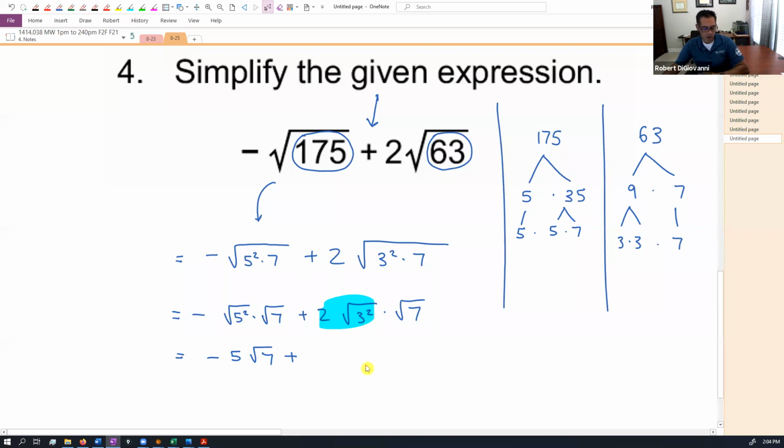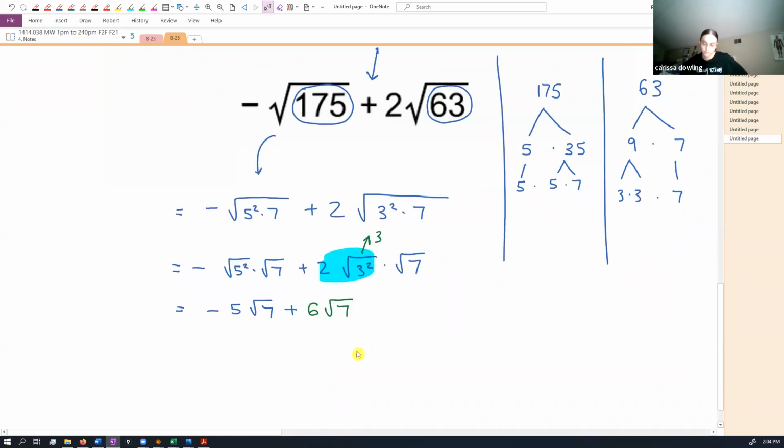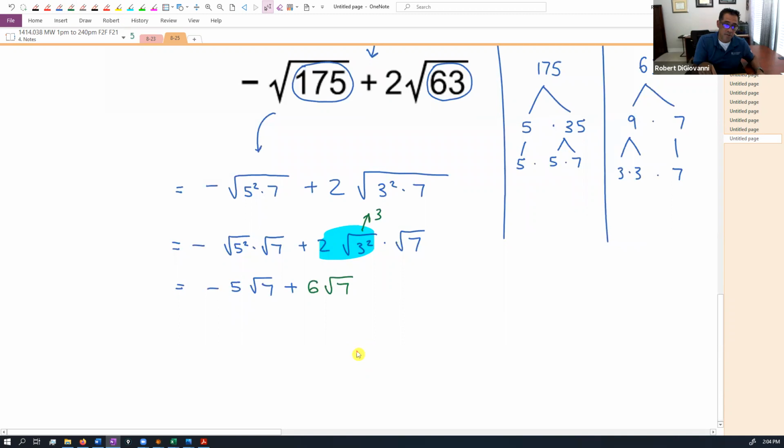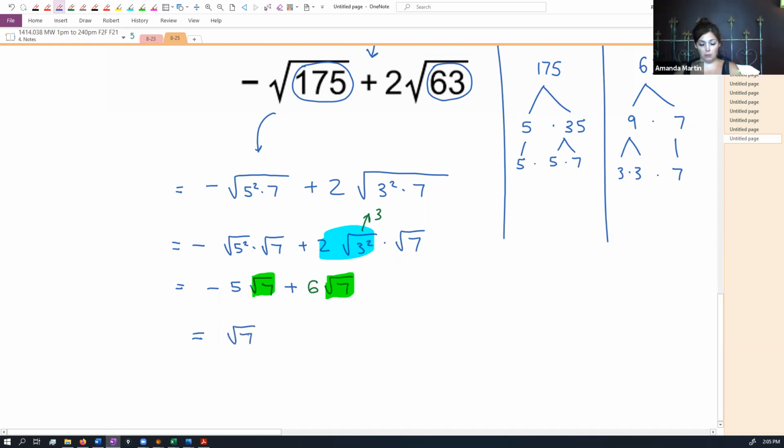Who wants to tell me what that's going to be when I put that together? I have 2 times the square root of 3 squared. So this thing turns into a 3. It's going to be 6. 6 root 7, right? Now, can we put those together? Yes, they have the same root, right? So the way I look at this is like you have -5 apples and you're adding 6 apples, right? So how many apples are you going to have? One. So we're just going to have 1 root 7. We don't need the 1 in front here. It's implied.